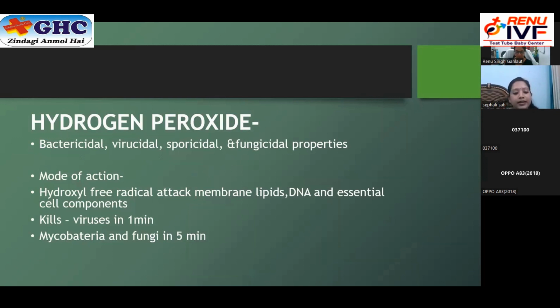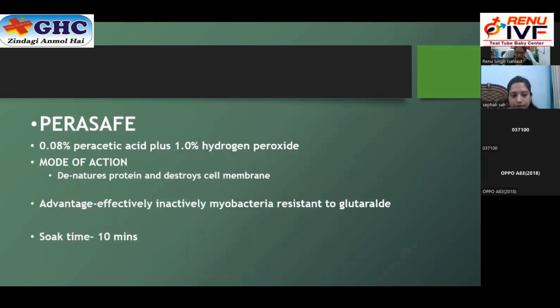The hydroxyl free radical acts on the lipid membrane of the microorganism's cell, and that's how it kills the microorganism. In viruses, it requires 1 minute, while for mycobacteria and fungi, 5 minutes are required.